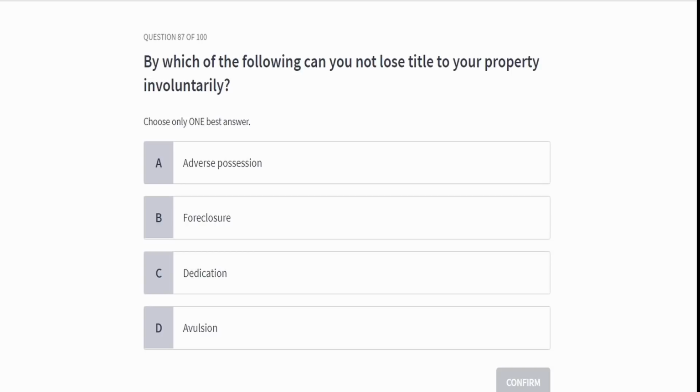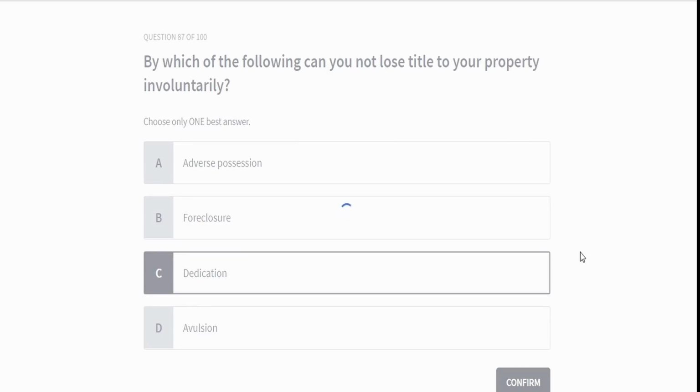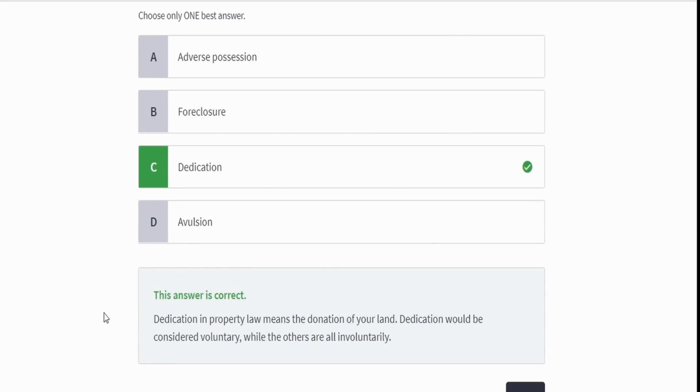Alrighty. So what are we dealing with in this question? We're looking at involuntary. So by which of the following can you not lose title to your property involuntarily? Okay, so the correct answer for this one is most definitely going to be dedication, C. So why is that? Well, dedication in property law means the donation of your land. Dedication would be considered voluntary, while all the others are involuntary.